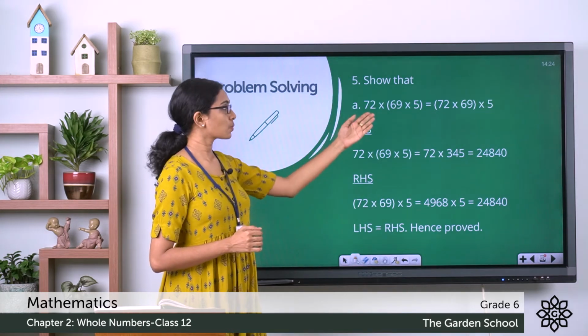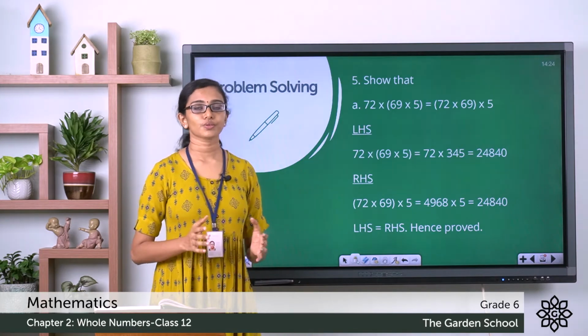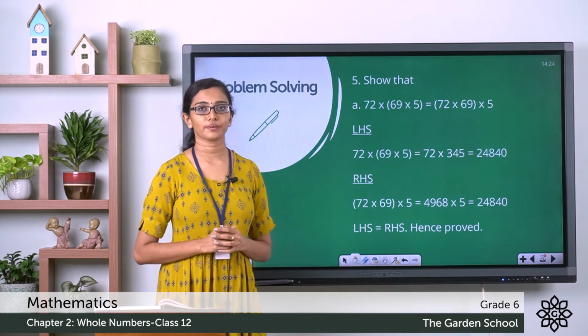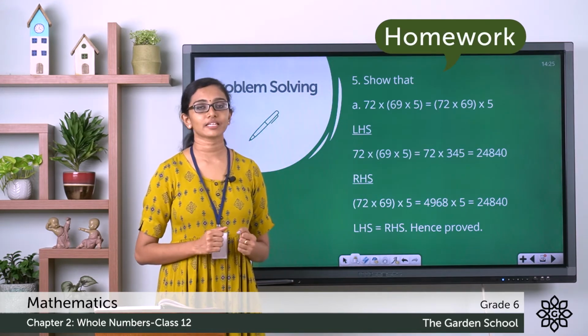So does changing the way you are grouping numbers in a multiplication change the product? No. So the left hand side is equal to the right hand side and hence proved. Hope this is clear to you. In the same way you have to work out the next question.